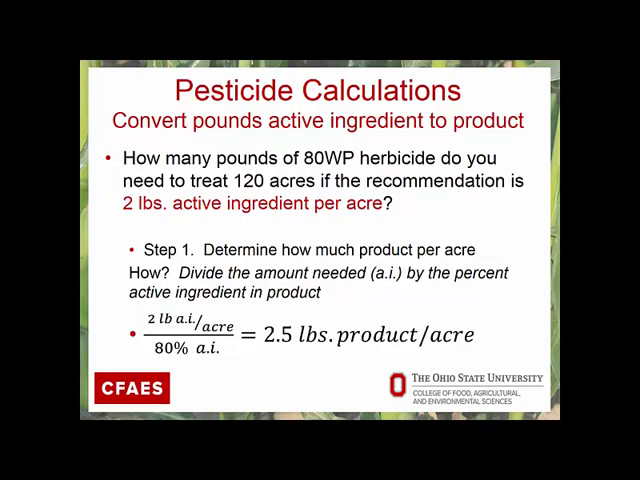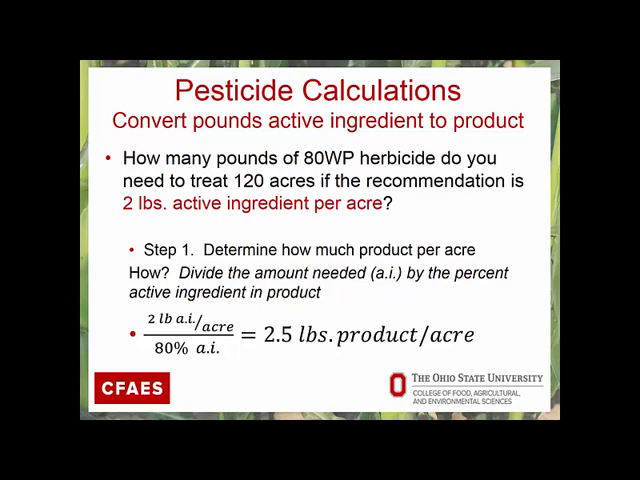Okay, let's do a pesticide calculation where we actually have to convert pounds active ingredient to how much product we need. This asks you how many pounds of 80% wettable powder herbicide do you need to treat 120 acres if the recommended rate is 2 pounds active ingredient per acre. So once again, that 80 WP means 80% active ingredient by weight. Now there's a tip for solving active ingredient problems. You can see that down about the middle of the slide.